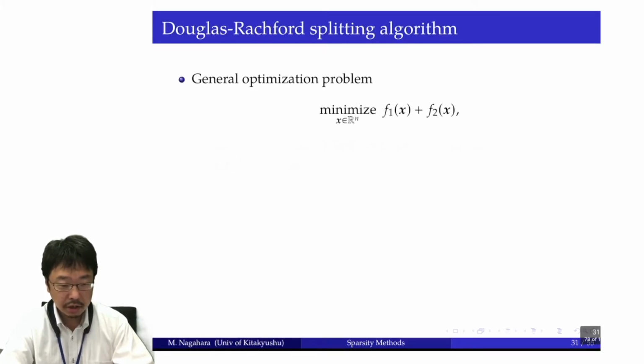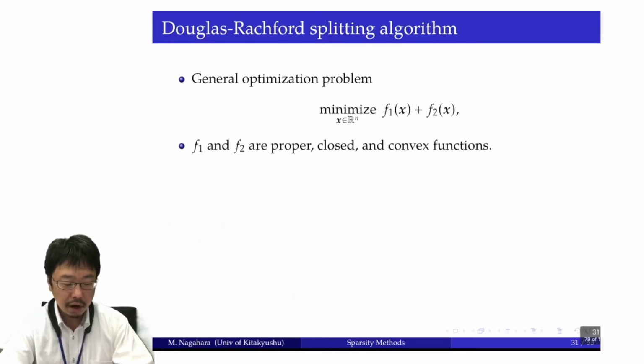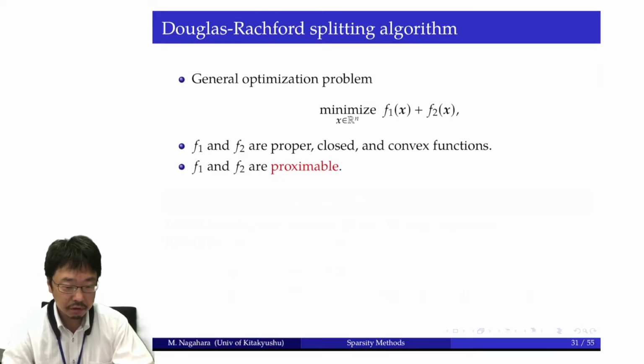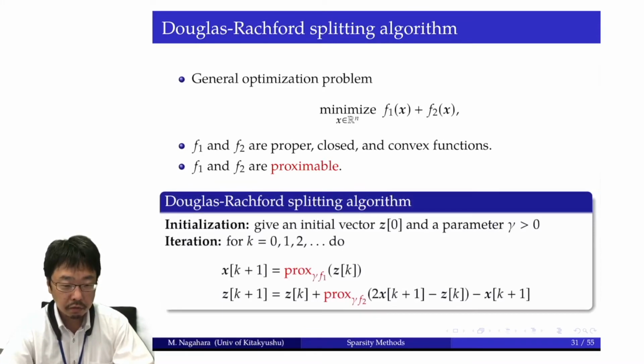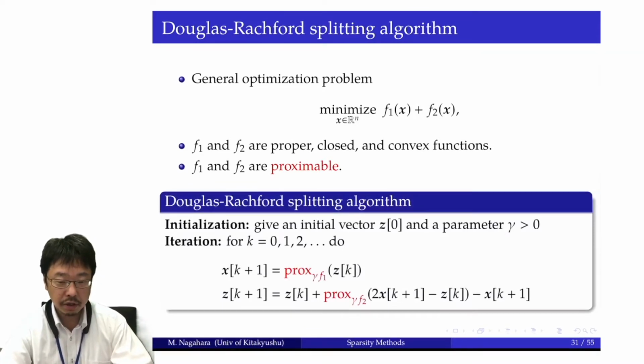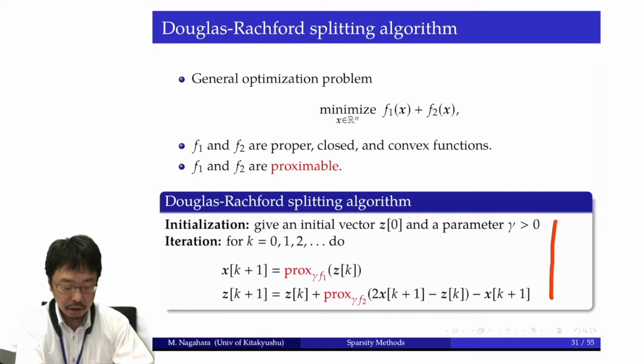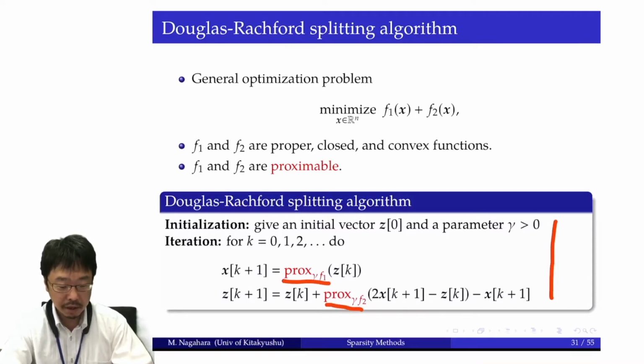Let's consider a general optimization problem of this, where f1 and f2 are proper, closed, and convex functions. We assume here that f1 and f2 are proximable. Then the well-known Douglas-Rachford splitting algorithm is given by this. This is an iterative algorithm that applies each proximal operator, prox gamma f1 and prox gamma f2, separately.